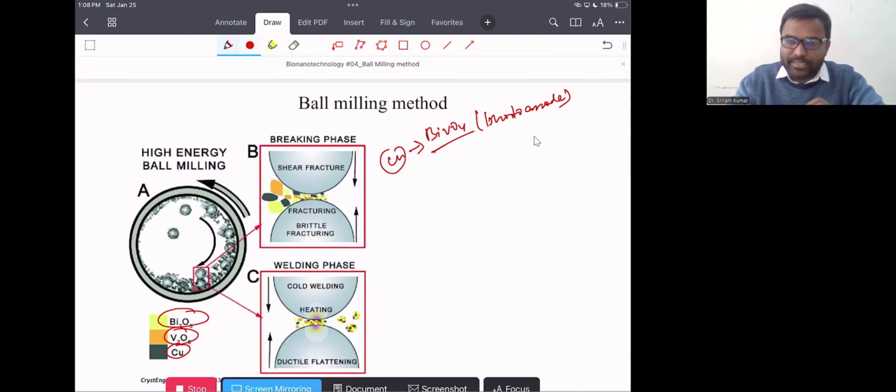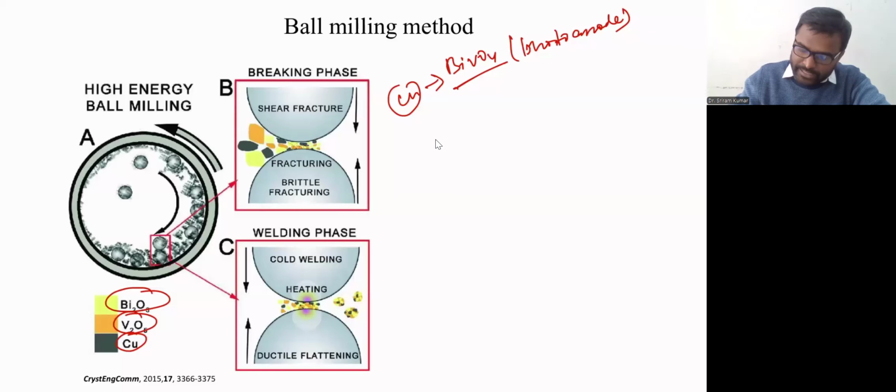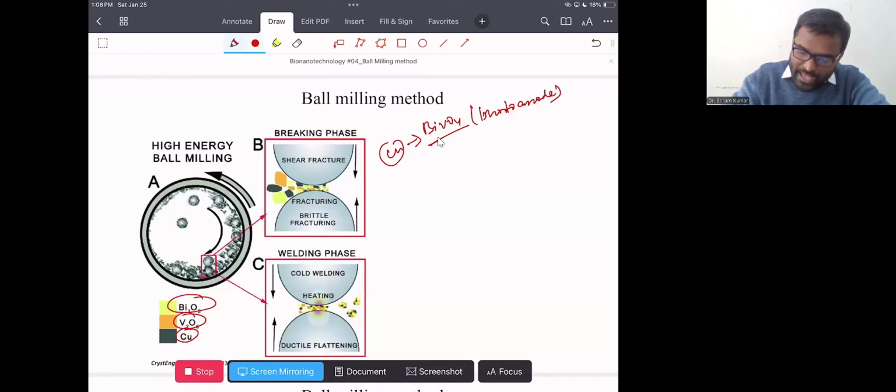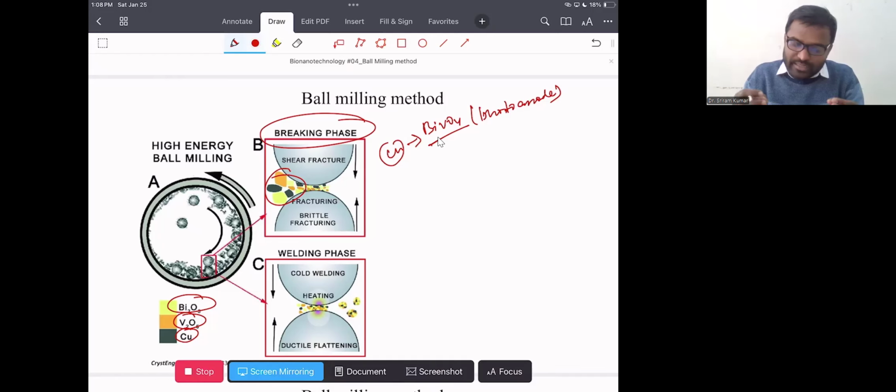So for that we take the precursors, which may be in powder form. We put that material in this ball milling container, and we have the balls here. So in the initial conditions, what is happening here is you have the breaking phase. That means you have the bigger material, the starting materials, and because of the shear fractures, these bigger materials become smaller materials.